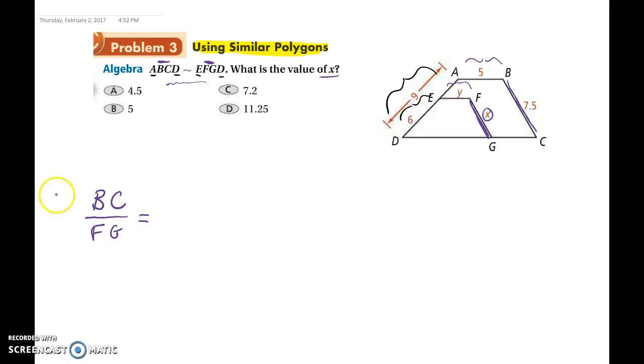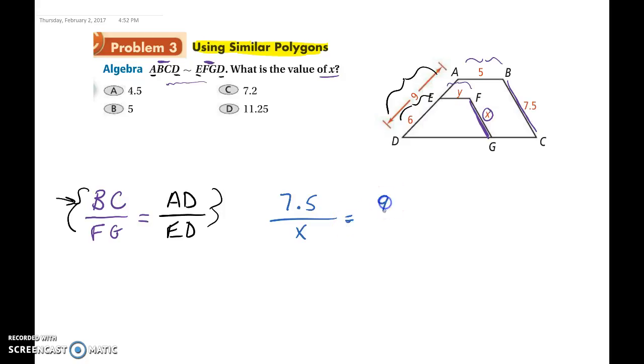Since I put the polygon ABCD in the numerator last time, I need to put the polygon ABCD in the numerator this time. So it needs to be AD over ED. This is what matters: you must be consistent in how you set up your proportion. You could flip these, you can make the reciprocals, but it's all about consistency. Now I'm going to substitute what I know. BC is equal to 7.5. FG is the x that we don't know. AD is equal to 9. And ED is equal to 6.